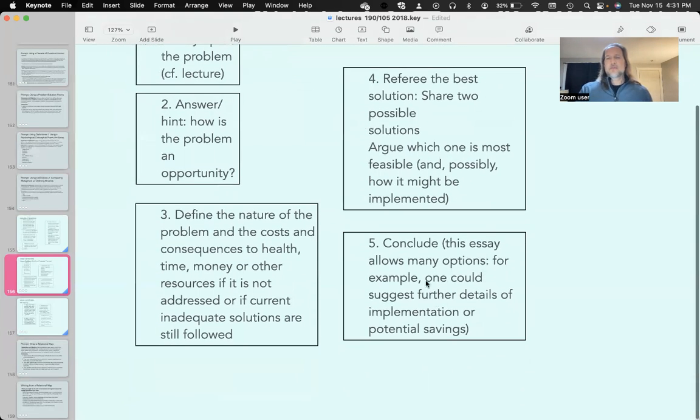Again, lots of options. Go back to the cascade conclusion. Same kind of thing, right? You suggest further details, implementations, potential savings. In this case, it might be going more to the practical implementation. All right, let's go back to option 3. This is the storifying option, similar to what we did in essay 1. We're just going to extend it a little bit more.